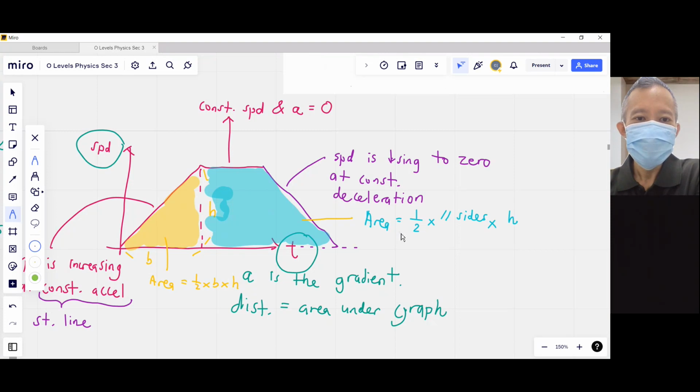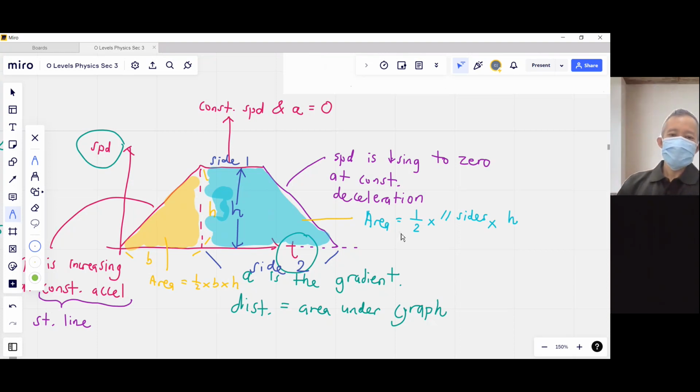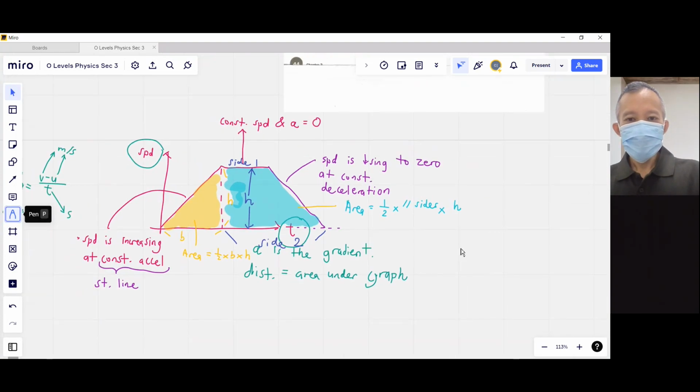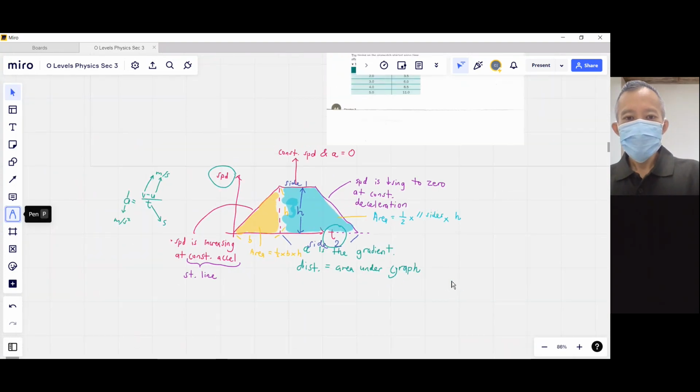So I hope you guys realize this is side 1, and this one will be side 2. Of course, the height is still the same as what Devon has done just now. Okay, Devon. All right, Fujin, you too. Remember the formula. Okay.